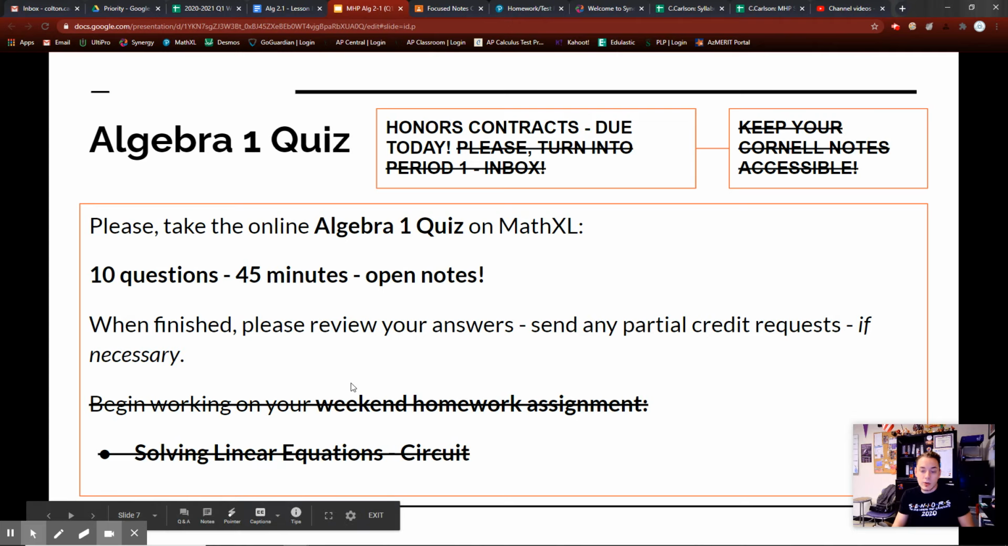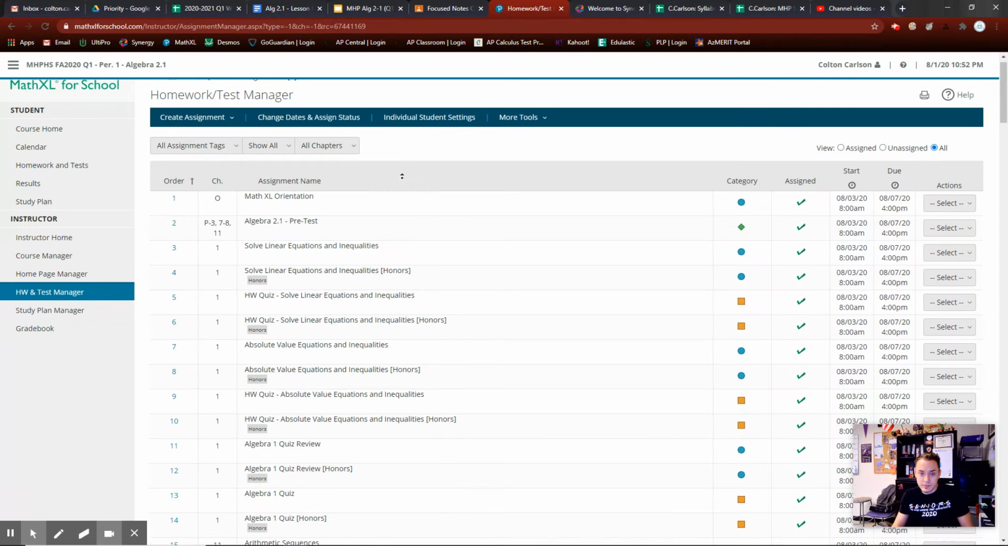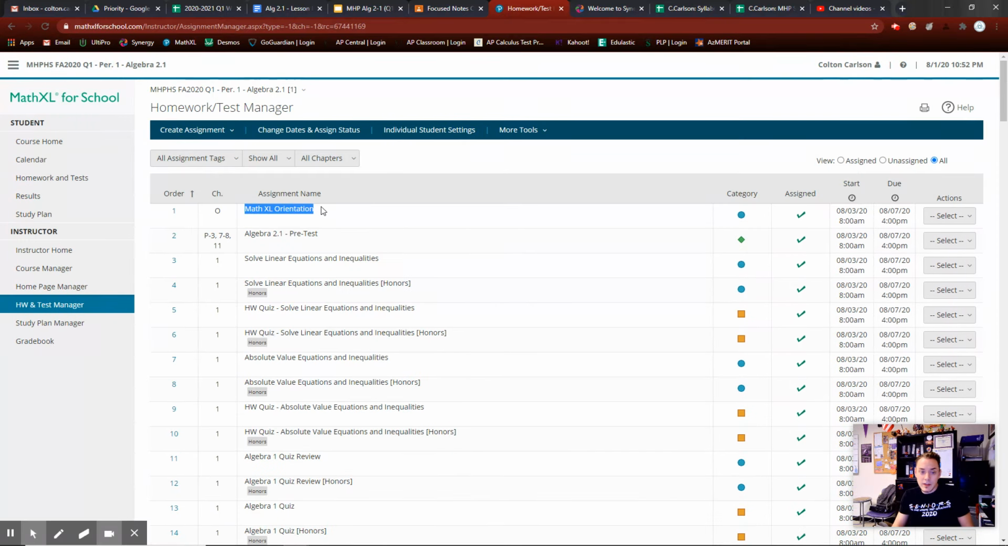Don't forget about your Cornell notes. Don't forget about your Math Excel assignments. Don't forget the algebra pretest by 4 p.m. Try to finish up the actual homework assignments because those again are participation grade. So this homework assignment and then this homework assignment. Make sure you finish those. The homework quizzes you will not be able to make up. So if you totally blank on them by 4 p.m., you can't make them up. So you need to complete them.